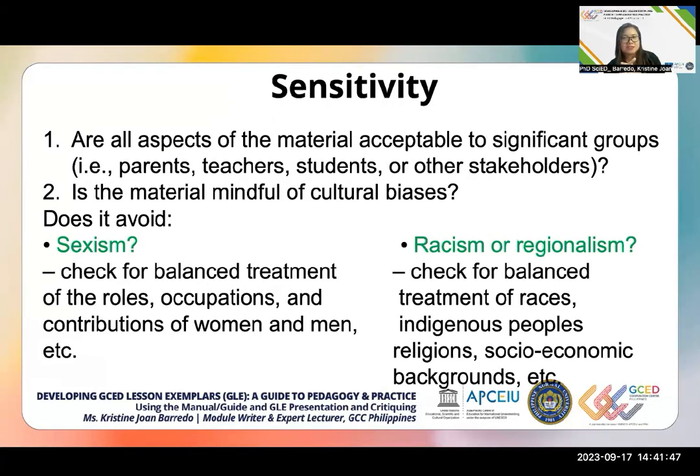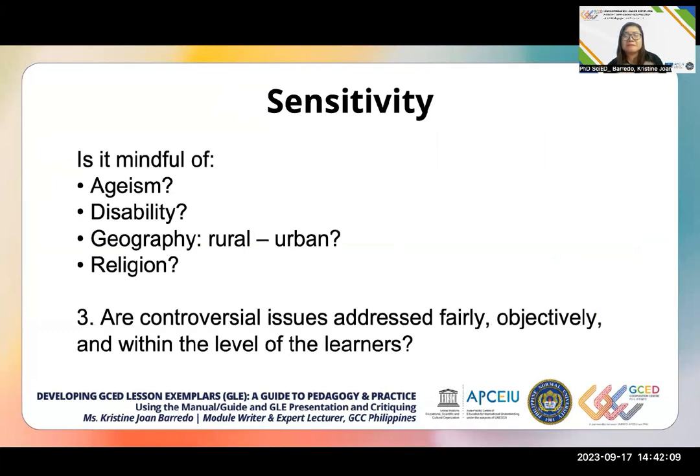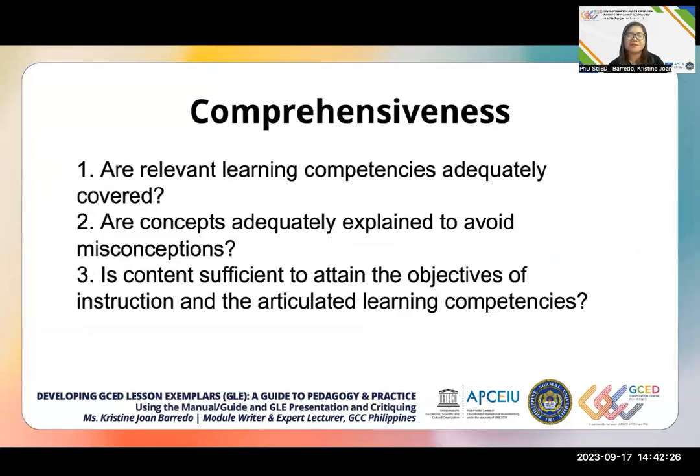For sensitivity, since we are in the global citizenship education, are all aspects of the material acceptable to significant groups? Is the material mindful of cultural biases? Does it avoid sexism, racism, or regionalism? Is it mindful of ageism, disability, geography, rural or urban, religion? Are controversial issues addressed fairly, objectively, and within the level of the learners?